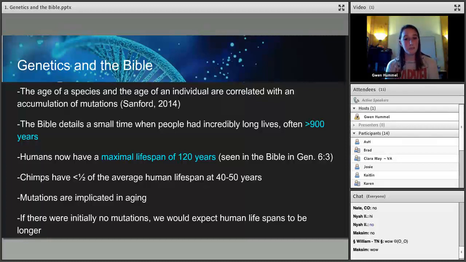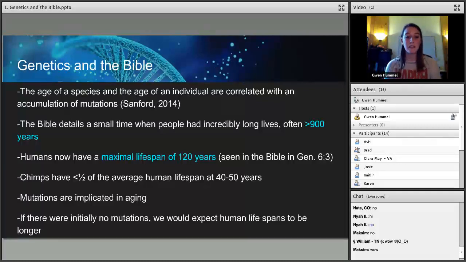We know that chimps actually have less than half of the average human lifespan. They usually live about 40 to 50 years. And then in both of these species, mutations are implicated in aging. So remember what I said about when cells start to divide too much, they start to accumulate mutations and stop knowing when to divide. And that's when we start to age. So this is implicated in all species actually around the world.